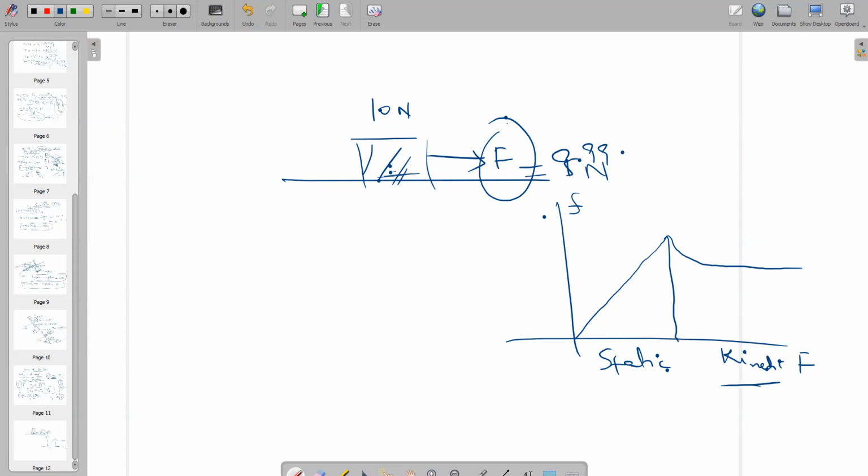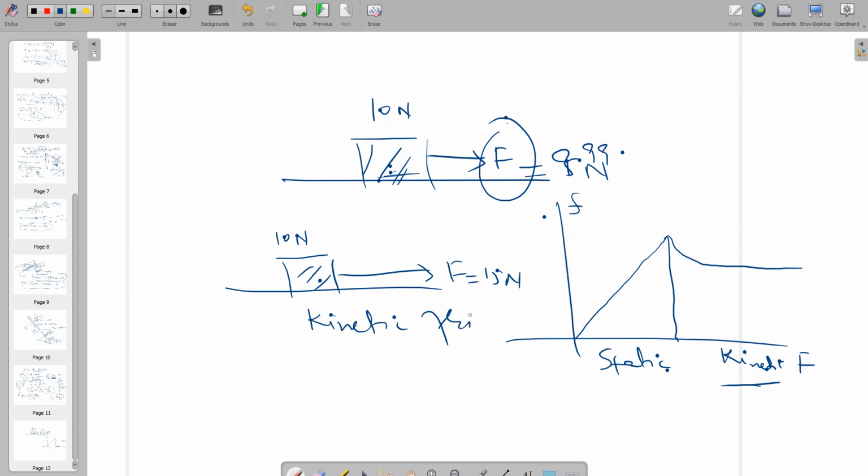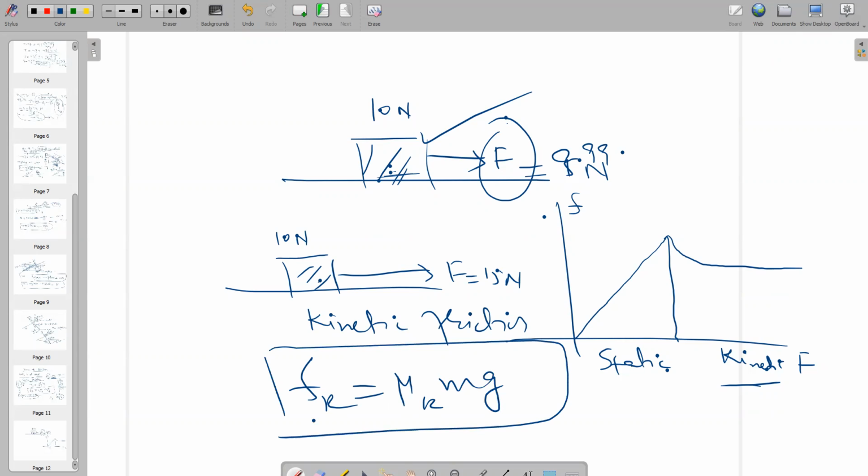The body is moving. So if you apply a force F equal to 15 Newton and this body can resist 10 Newton, then there is a friction, and this friction is called kinetic friction. The body is moving, but there is a friction. Here the body is at rest, and there is a friction. So remember, the formula is the same in kinetic friction: mu_k mg. This is the formula we are using.